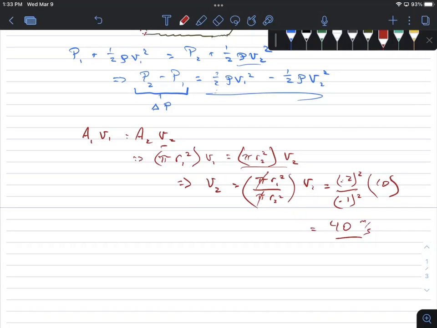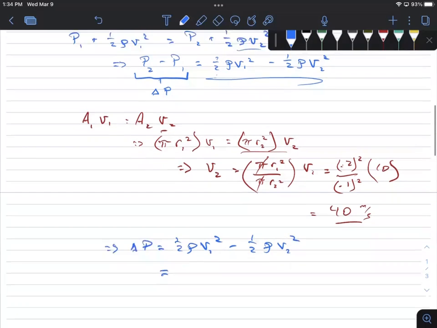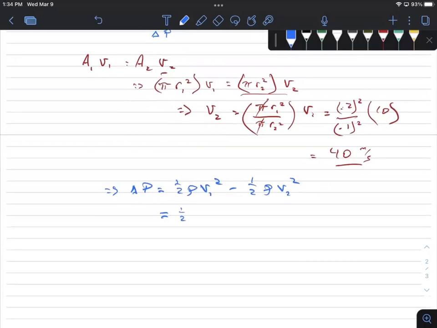Now that I know what V2 is, I go back to my original equation, which was the change in pressure, the thing I'm looking for, is 1/2 rho V1 squared minus 1/2 rho V2 squared. And now I could plug all my numbers in because now I have all the information. 1/2 times 1,000 times V1, which is 10 squared, minus 1/2 times 1,000 times V2, which is 40 squared. And so there we go. Get my calculator, plug all of this into my calculator.